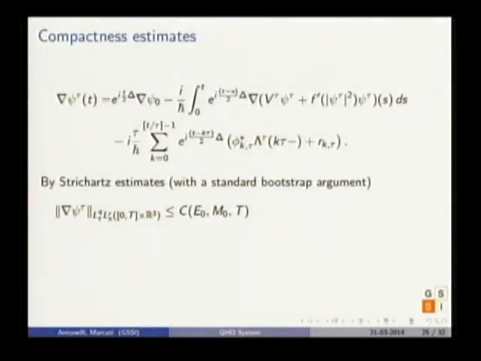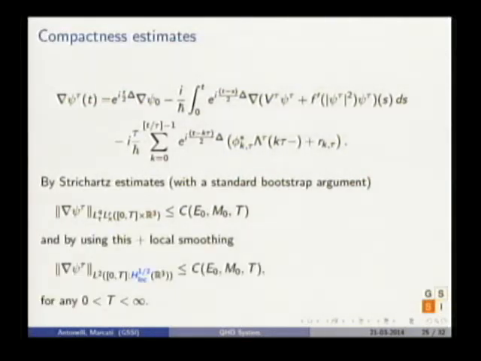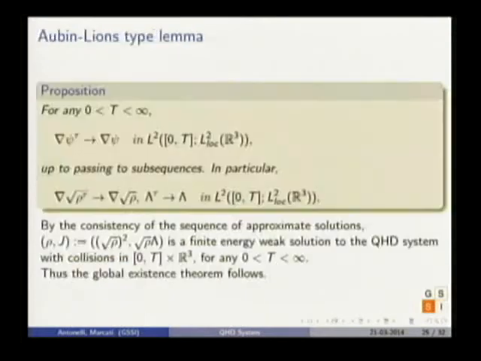By using those new a priori estimates, you can also use the local smoothing and say that, locally in space, you're more regular. And now it's fine, because with this estimate, you just apply an Aubin-Lions type lemma. What we use here in particular is a result by Rakotoson and Temam, if I'm not wrong. And you see that the sequence gradient of psi tau, up to subsequences, converges strongly to the gradient of psi in L2 loc for any finite t.